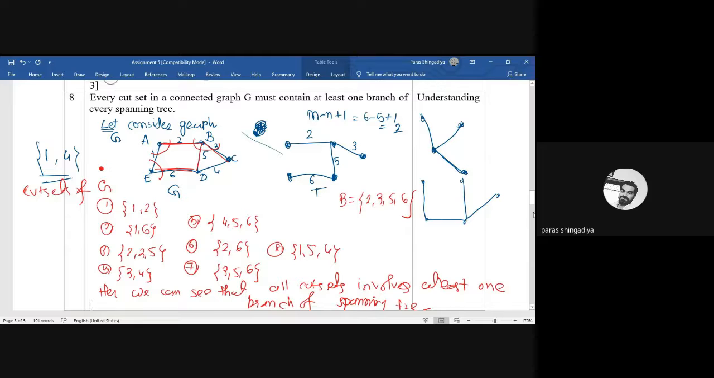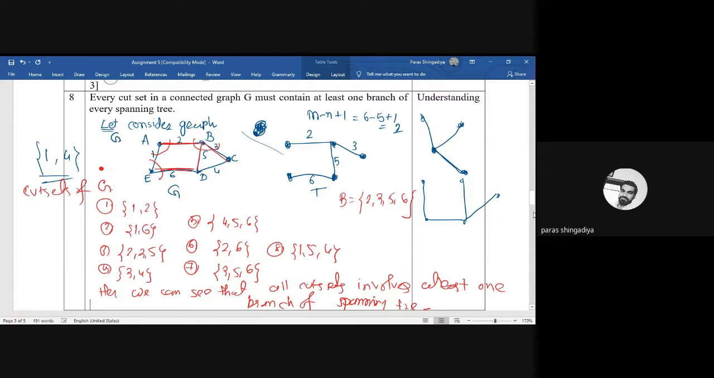Okay. Then after 1 and 6, it is also a fundamental cut set where 6 is the only branch. Then after 2, 3, 5, can we consider 2, 3, 5 a fundamental cut set? No. Why is it not? Because it has 3 branches: 2, 3 and 5. All are branches. Clear? We consider only a single branch.